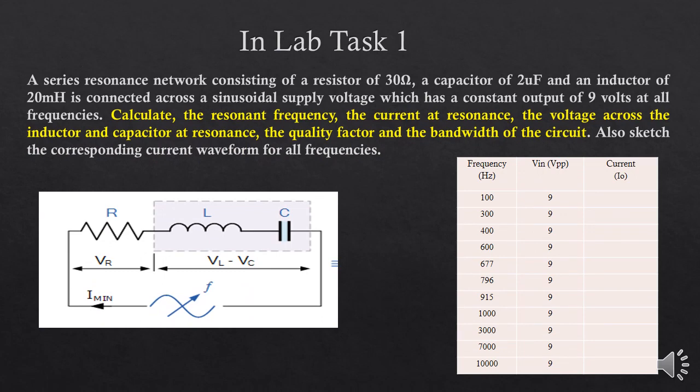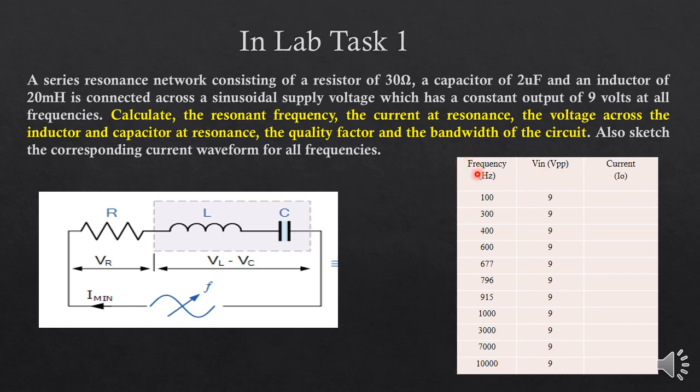Now I will discuss the lab task. In lab task number 1, you have to design a series RLC resonant circuit. The circuit will consist of a resistor of 30 ohm, a capacitor of 2 microfarad, and an inductor of 20 millihenry. You have to use a sinusoidal source of 9 volt peak to peak. You have to use this table.